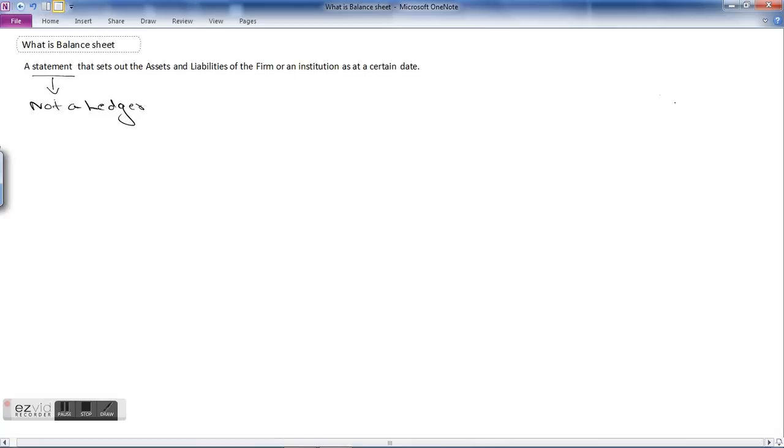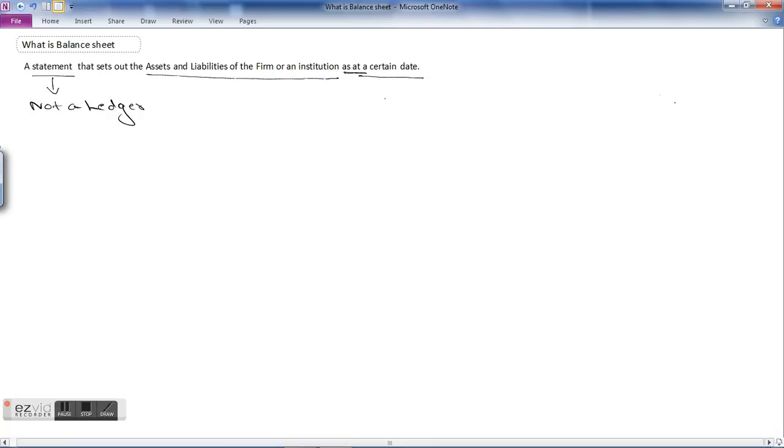So what does it show? It shows the assets and the liabilities of the firm or an institution. So it will state what the assets and the liabilities of the firm or institution are. Then next is as at a certain date. This is important, as at a certain date. So when the balance sheet is prepared, it is as on a particular date.